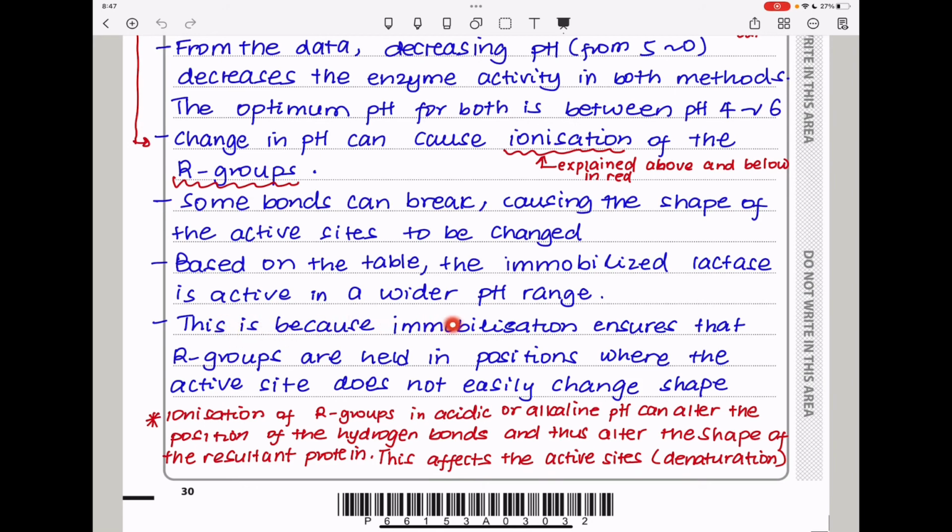Finally, I say this is because immobilization ensures that those R groups are held in position where the active site does not easily change shape. Here, this is an extra explanation about the ionization. I said ionization of R groups in acidic or alkaline pH can alter the position of the hydrogen bonds and thus alter the shape of the resultant protein. This affects the active sites, meaning it causes denaturation. So let's continue.